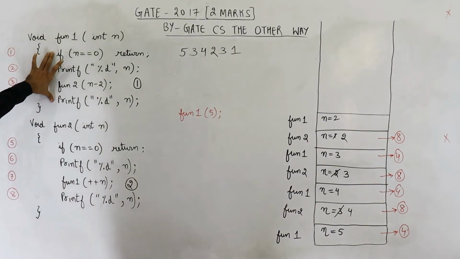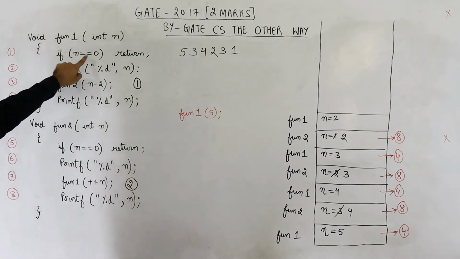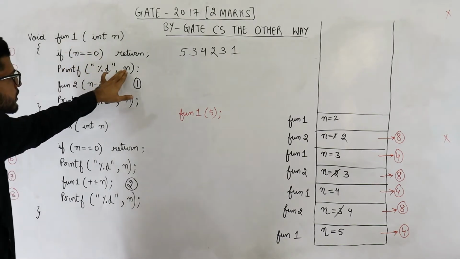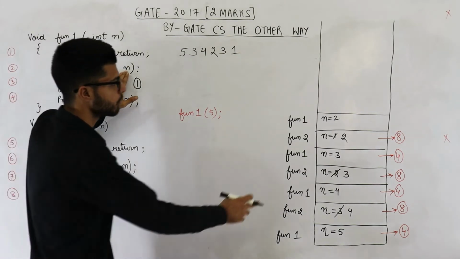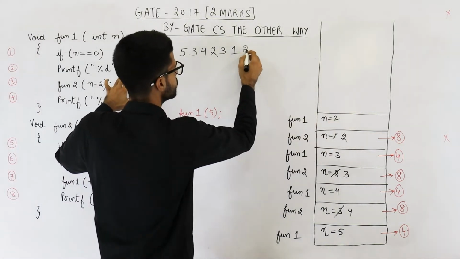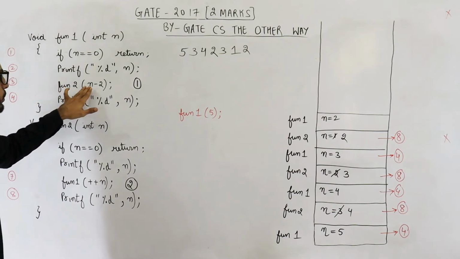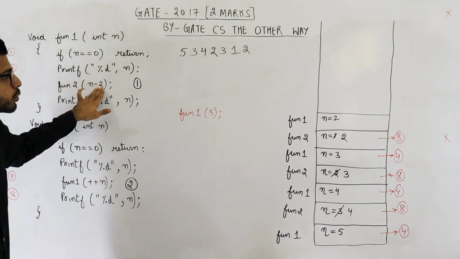Now we have to execute this function fun1. First line is if n is 0, then return. No, n is not 0. Second line is print n. So print this value of n, which is 2. Then third line is fun2 and pass the value n minus 2.